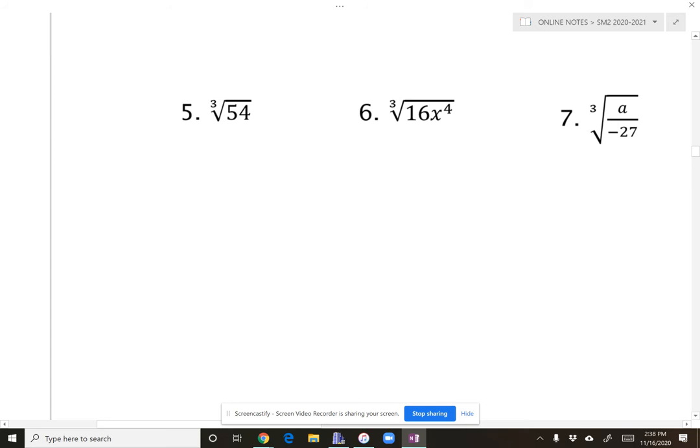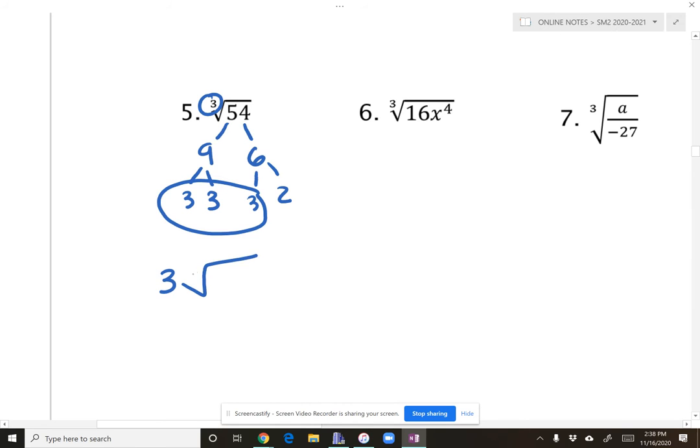Number 5, we're going to notice that this n is 3. So I'm looking for groups of size 3. And 54 is 9 times 6. And 9 is 3 times 3. And 6 is 3 times 2. And I'm going to circle in groups of 3 because my root size is 3. So the 3's come out, and then the 2 stays inside.